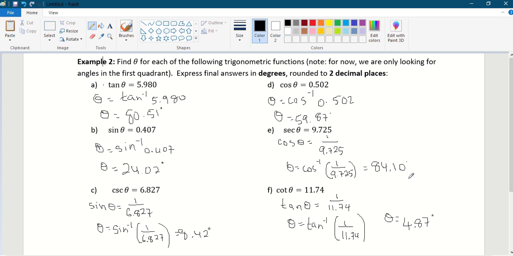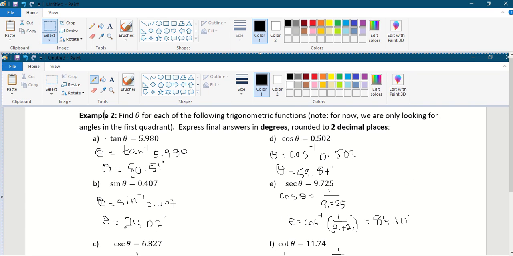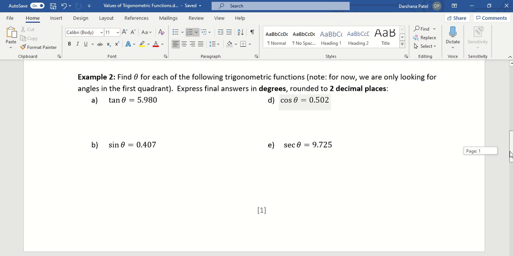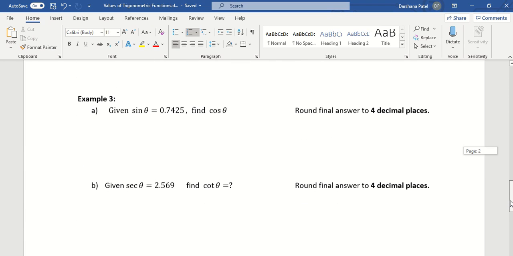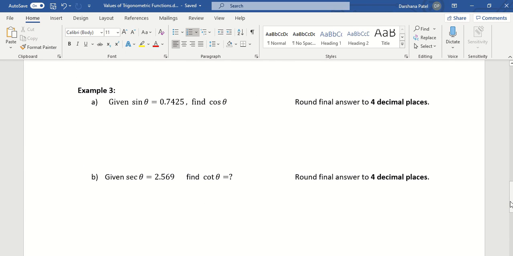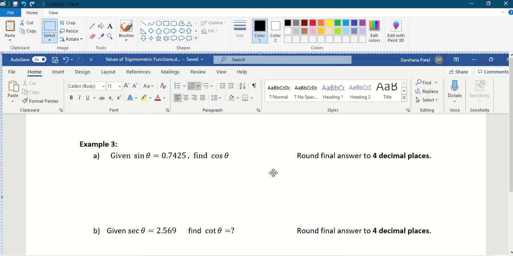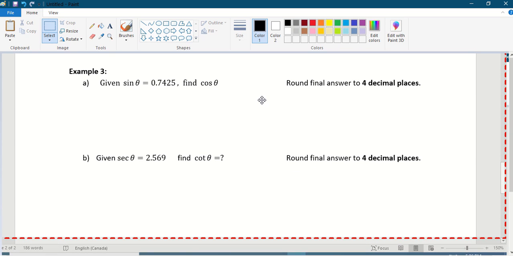Another example then. We are given sin theta equals 0.7425, and we are asked to find cos theta, and we are asked to round our answers to 4 decimal places. So we'll start like the other one. We will find theta first. So we will say here theta equals sin inverse 0.7425.